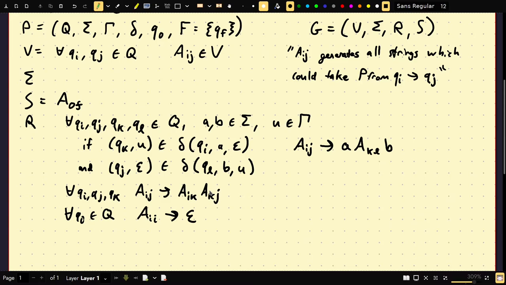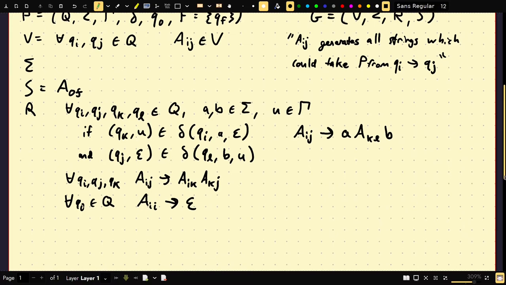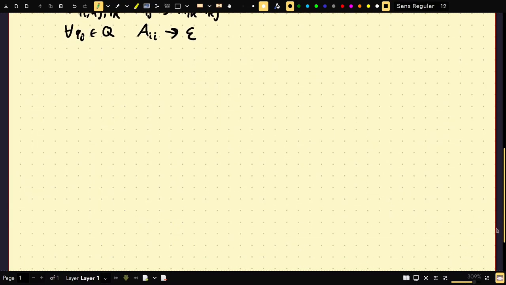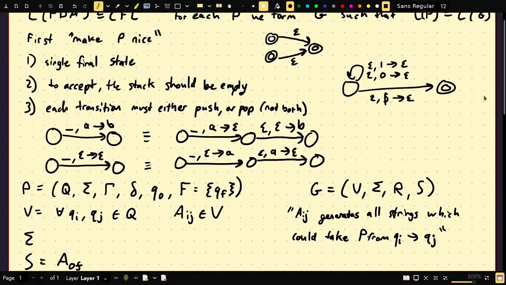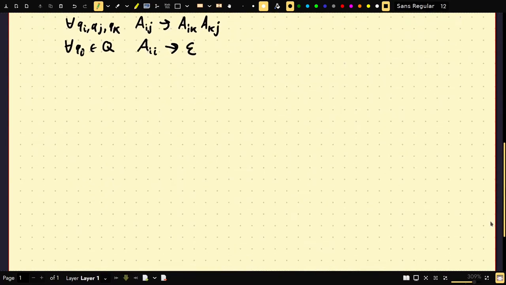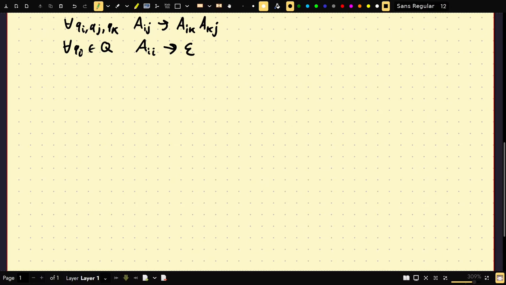Now, we want to prove that this grammar produces a string if and only if the pushdown automaton accepts it. So we need to do both ways of this. Now we've defined G. We need to prove this is a subset of this and this is a subset of this. And we're going to use induction both ways. We're going to use strong induction both ways.